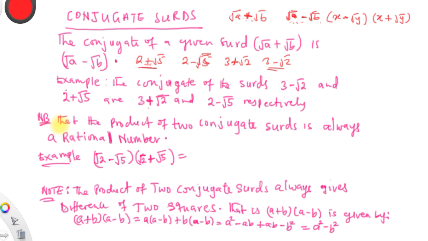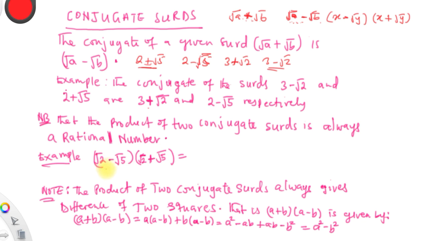Note that the product of two conjugate sets is always a rational number. What are we saying here? If you multiply a set and its conjugate, the answer you get will be a rational number.